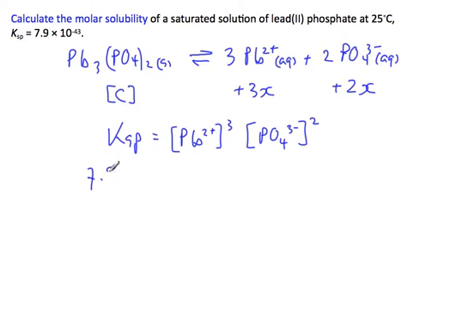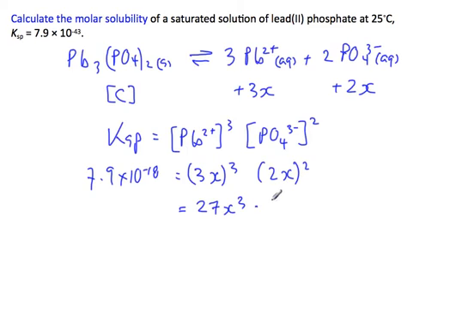So 7.9 times 10 to the minus 18 equals (3x) cubed times (2x) squared. Well, that equals 27x cubed multiplied by 4x squared, which equals 108x to the 6th. So 7.9 times 10 to the minus 18 equals 108x to the 6th.